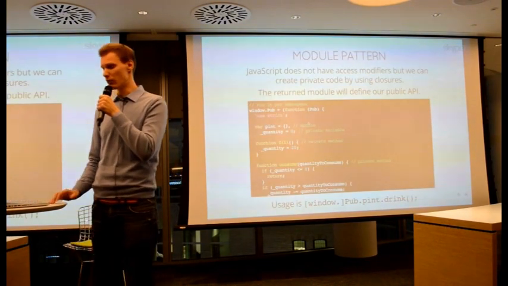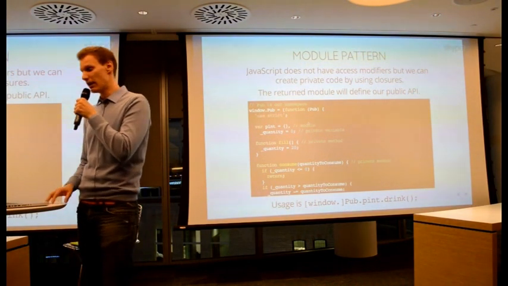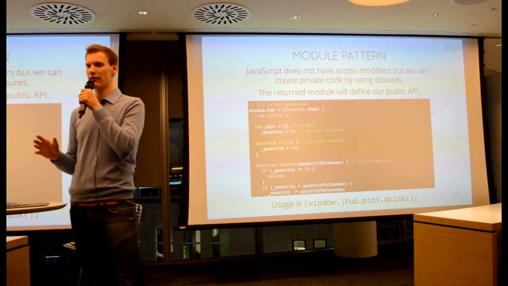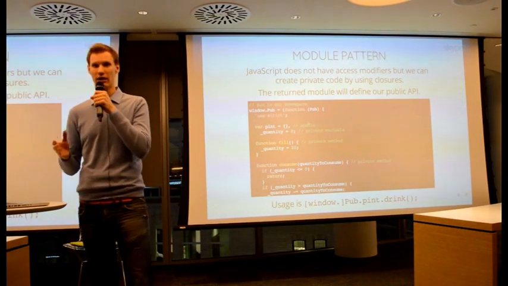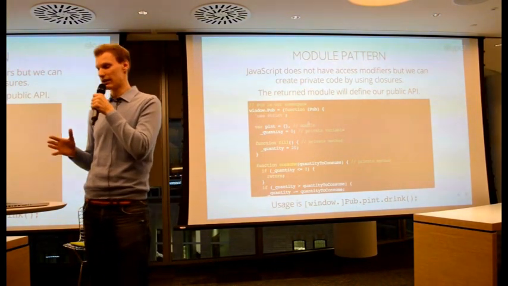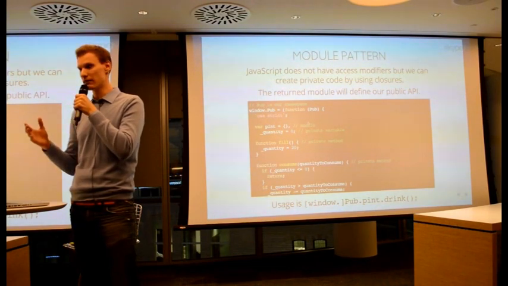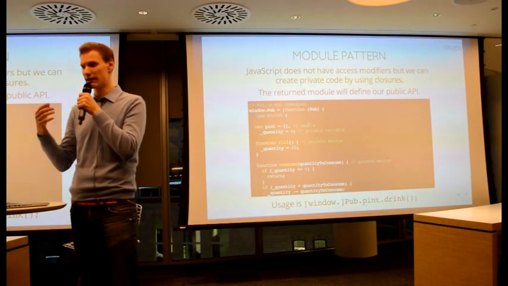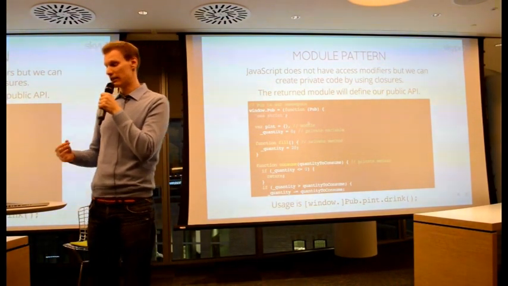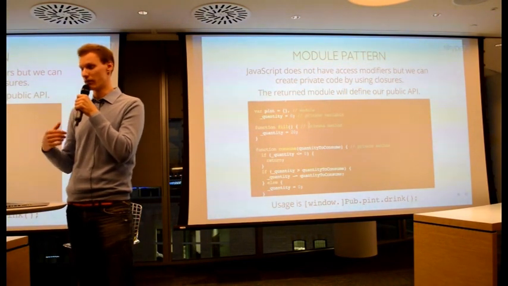Okay, the next one, which gives more flexibility, is called the module pattern. JavaScript doesn't have the concept of private variables or private functions, but we can achieve this by simply not making them available to the outside code, but having them available in the closure as we showed before.